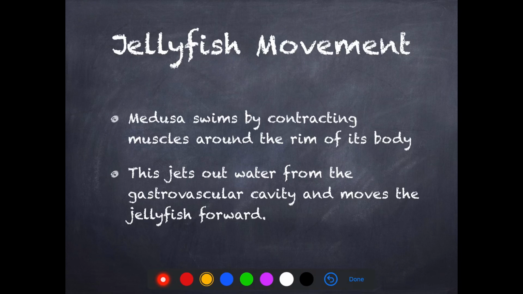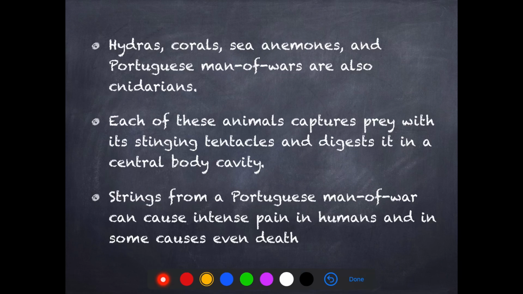So how does the jellyfish move? The medusa, which is the jellyfish that can move, swims by contracting the muscles that it has around the rim of its body. And then it's also going to squirt or jet out water from the gastrovascular cavity. And this is going to move the jellyfish forward. Okay, so the water is going to come out in jets and cause the jellyfish to move forward. And it will also use the tentacles and the muscles around the actual rim of its body to move.